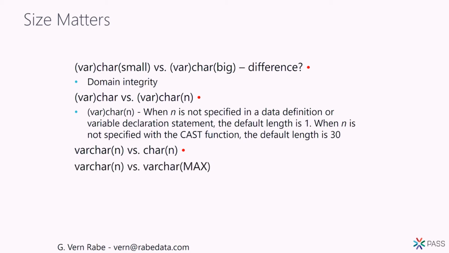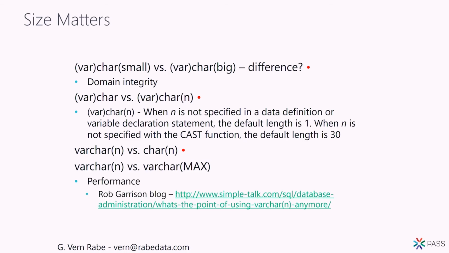How about varchar(n) versus varchar(max)? When would you use varchar(n), specifying the size, versus just saying max? Less than 8,000. Yeah, 8,000 is the maximum. But if you're less than 8,000, why wouldn't you use max? My first thought was performance, and I started to do some testing, but one of our other local guys, Rob Garrison, did a very thorough test on it. His conclusion was, it depends. But generally speaking, they're so close that you can't really say that one was faster than the other.